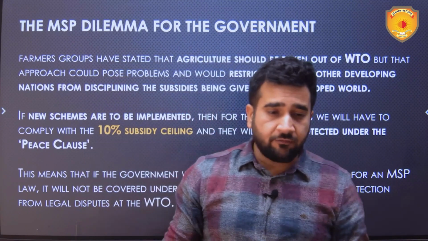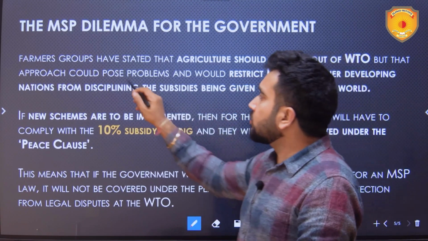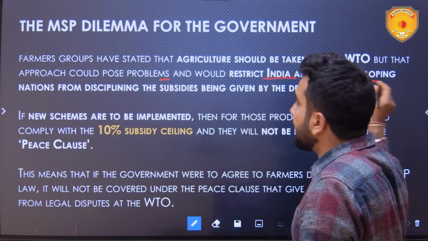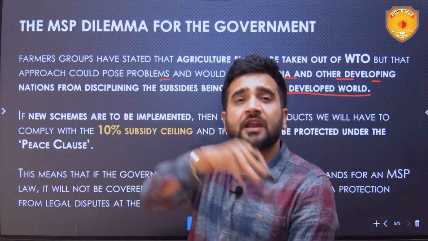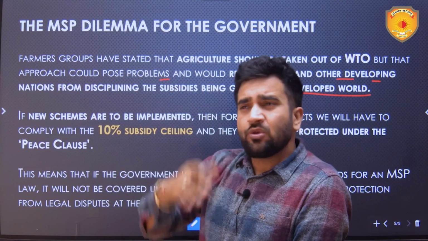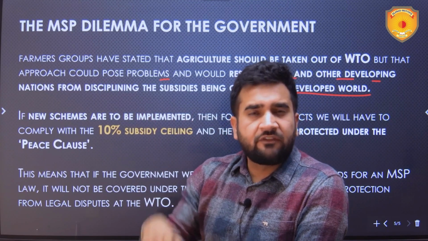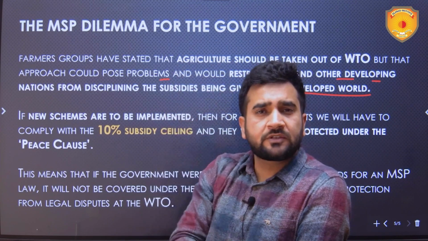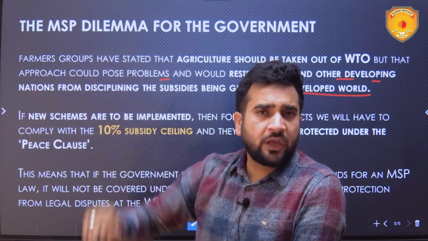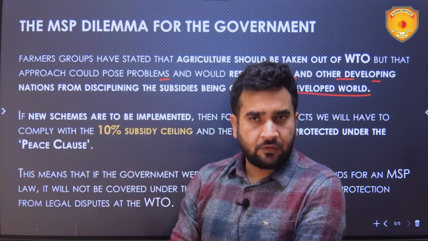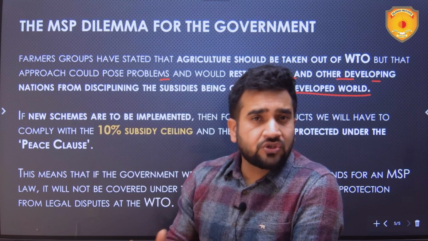Now, the MSP dilemma for the government. Farmer groups have stated that agriculture should be taken out of WTO, but that approach could pose problems and would restrict India and other developing nations from disciplining the subsidies being given by the developed world. If the agriculture is taken out of WTO's ambit, then everyone will give subsidies as per their pockets. There will be no restrictions. Developed countries have deep pockets, so they can give more subsidies to their farmers. Their farmers can sell cheaper products and they can distort the market in a more intense way. India does not want that. Since they are under WTO, there are certain restrictions on all. So those need to be respected.